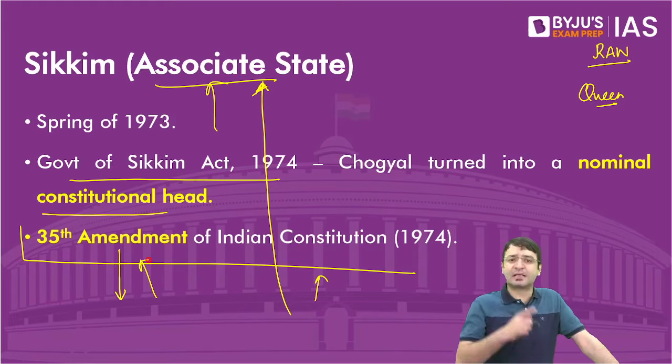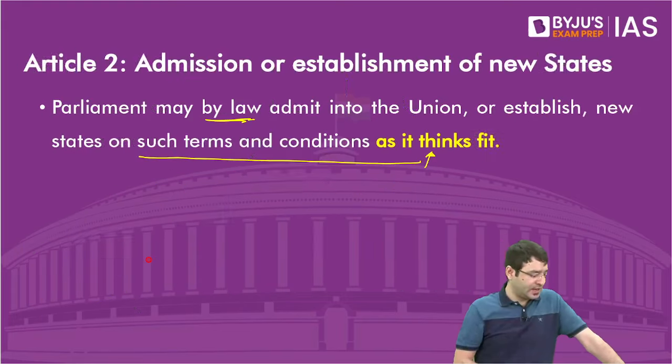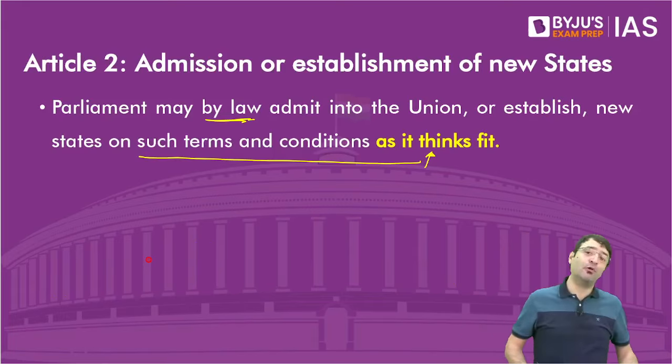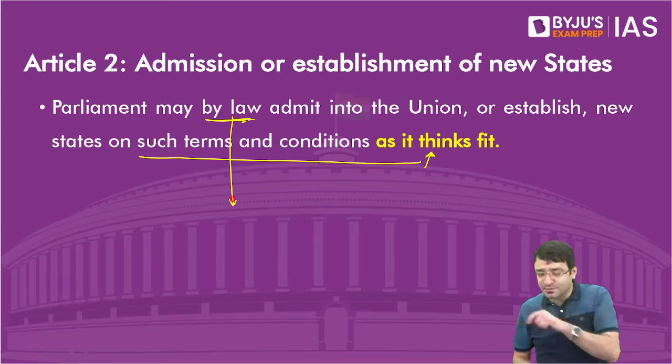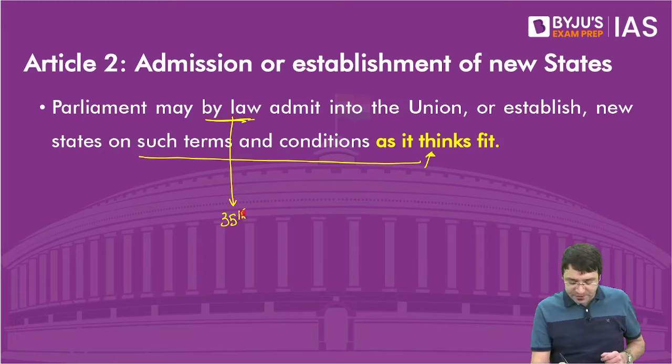Indira Gandhi was asked, how can you do this? Indira Gandhi said, look at Article 2 of the Constitution. What is Article 2? Parliament may, by law. What can Parliament do? It can pass a law. Which law was passed? 35th Constitutional Amendment Act.